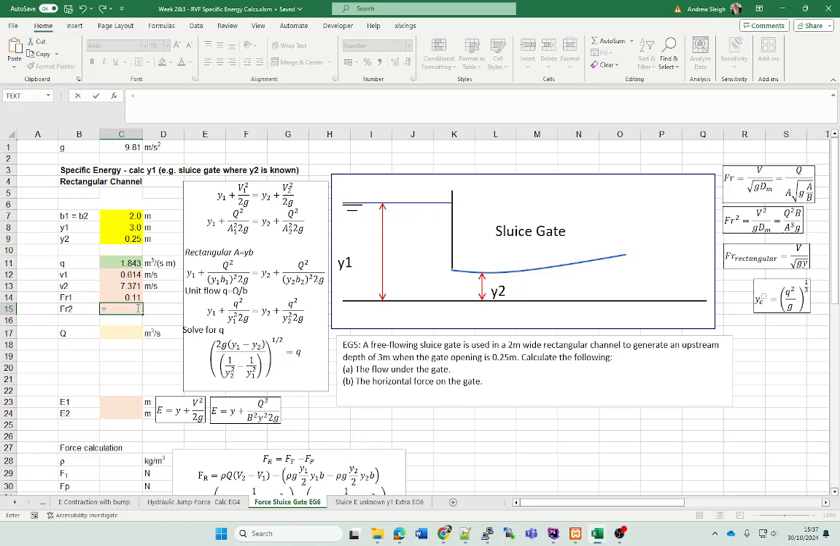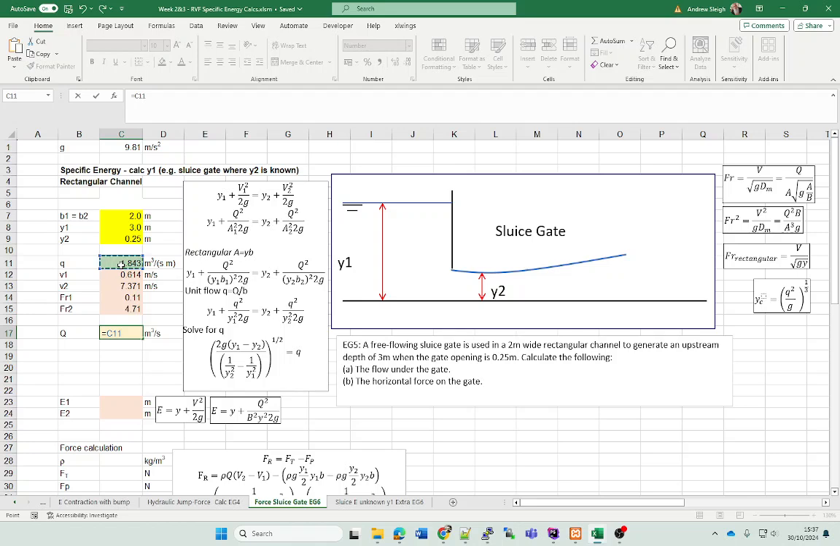So v2 divided by square root of g times y2. So much higher, very supercritical. We'll force that. Q, we can do a couple of Q calcs, but let's try that.